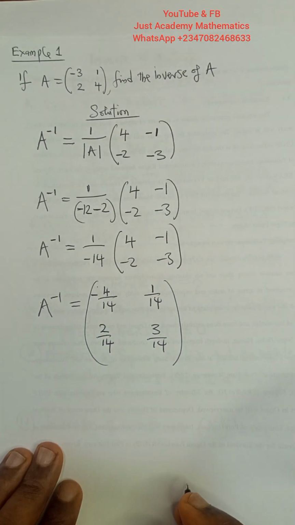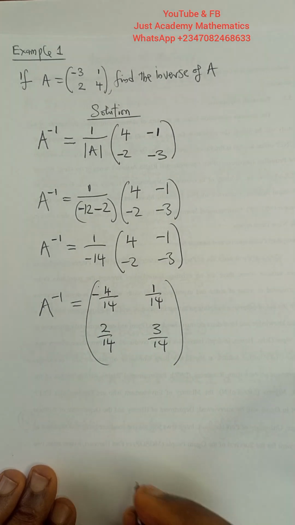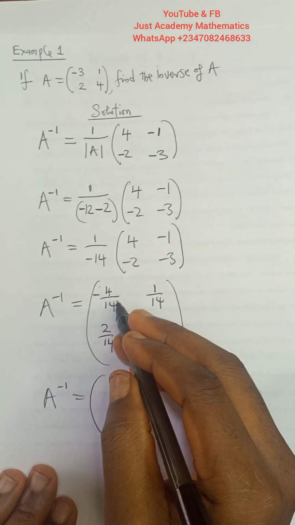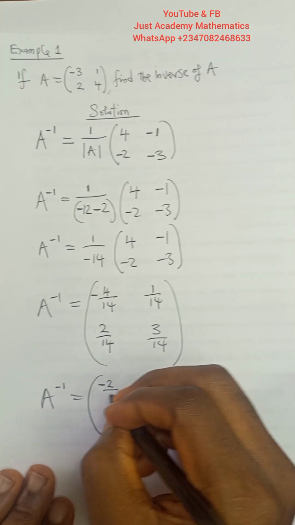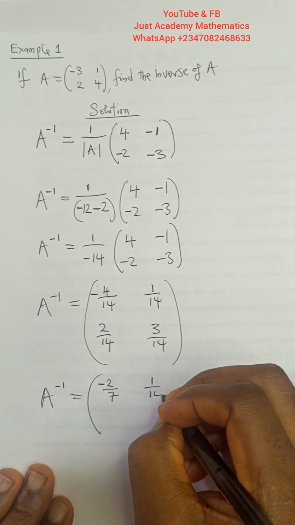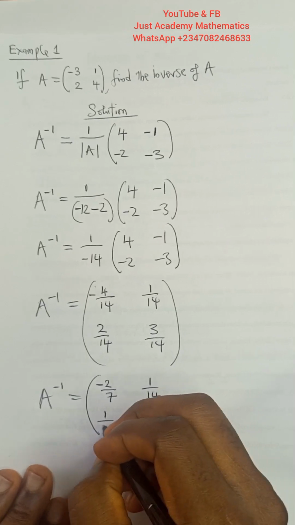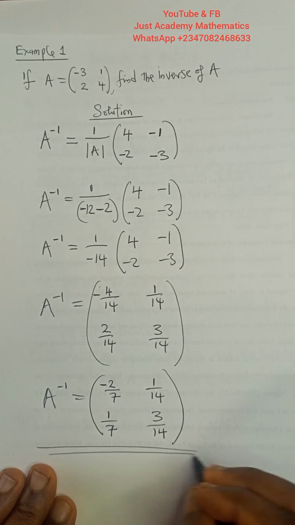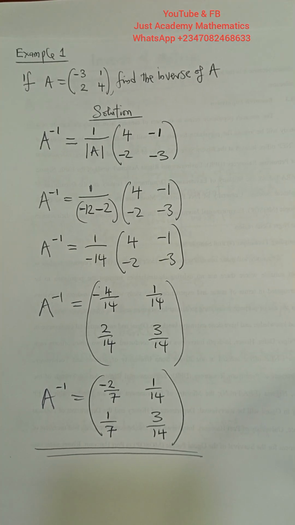Are you following? If you still want to take an additional step, we can just reduce the values that can cancel. So finally, 2 can go here. We have minus 2 over 7, 1 over 14, 1 over 7, and 3 over 14. This is A inverse. Are you following now? So that is how to go about it. That is the A inverse you are seeing. Now, without wasting much time, let's move on. Remember you can play this video over and over again.